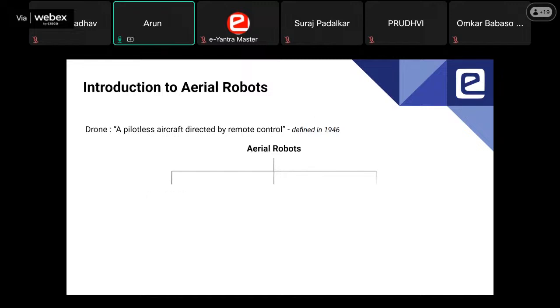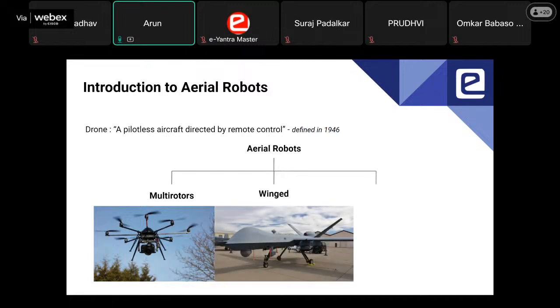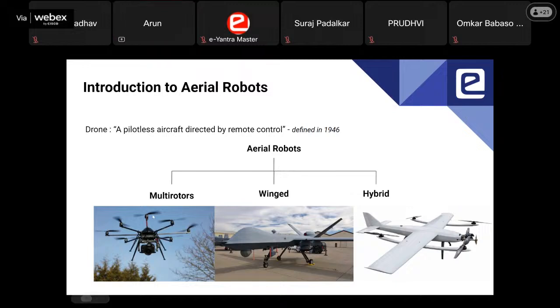Then we can go to the different classification of aerial robots. So we have multi-rotors, which are drones like this, having many rotors. Then we have wing, then we have hybrid. So let's see the difference between multi-rotors and wing. Even in this drone, you can see there are 1, 2, 3, 4, 5, 6, 7, 8. These rotors can also be termed as wings. This is also a wing. Then what is the difference between these and this?